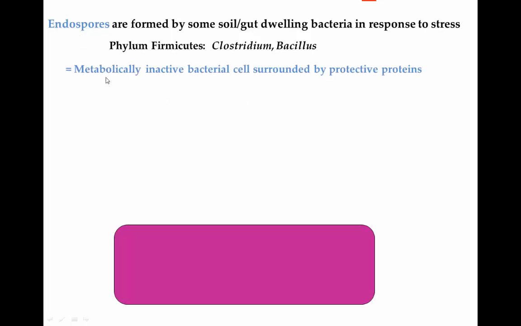An endospore is a metabolically inactive bacterial cell. So that initial bacterial cell makes a genetic copy of itself that is metabolically inactive. And then it wraps that genetic information with protective proteins. So those different layers that we showed initially, those are made of protein. And that is like the armor around the genome, right? That's the armor that surrounds the genetic information and protects it.